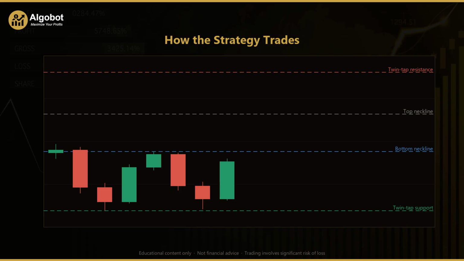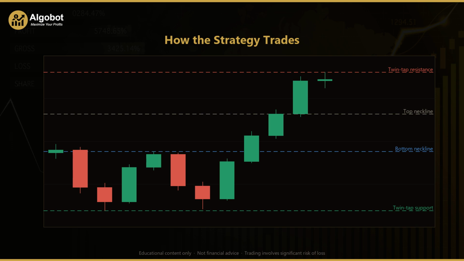Now watch the eighth candle. It closes strictly above the blue neckline for the first time. That is the trigger. The buy entry fires, and the structural stop sits just below the twin taps. Price then rallies, and by the 10th candle it reaches the take profit, a fixed reward multiple above the risk. The long trade is complete.